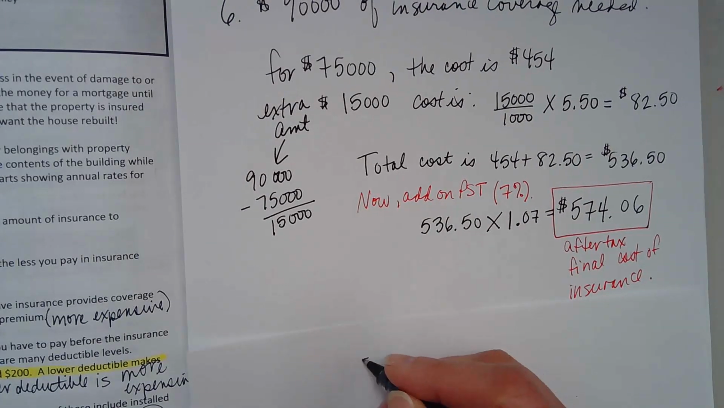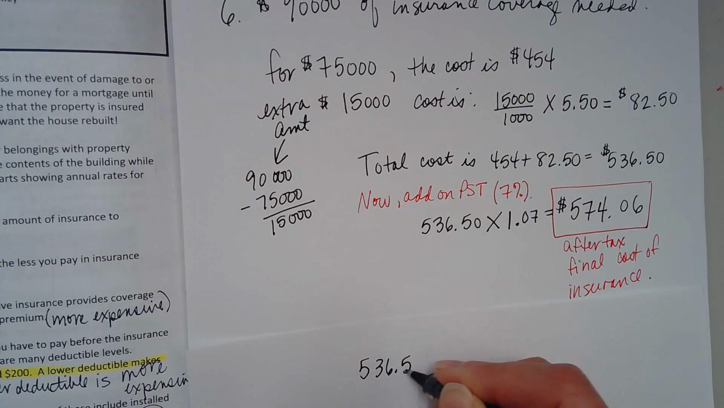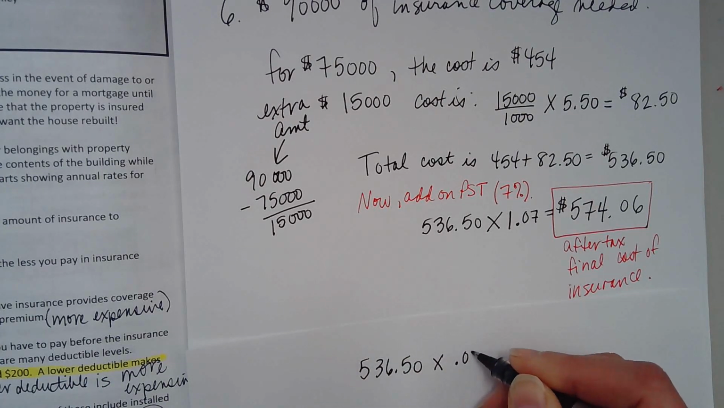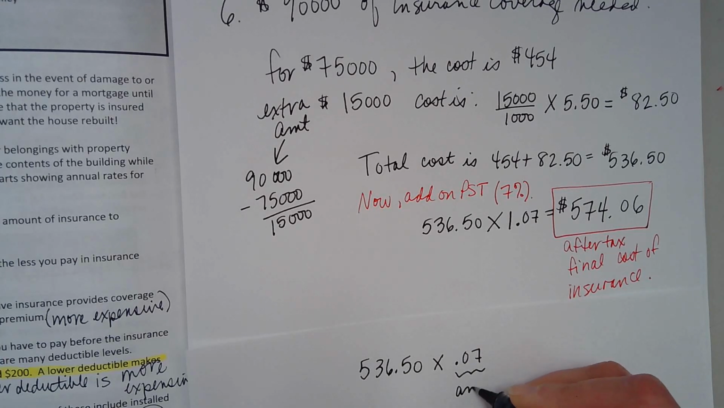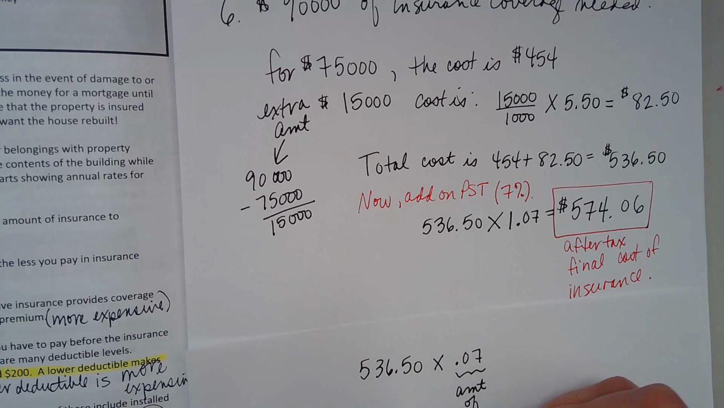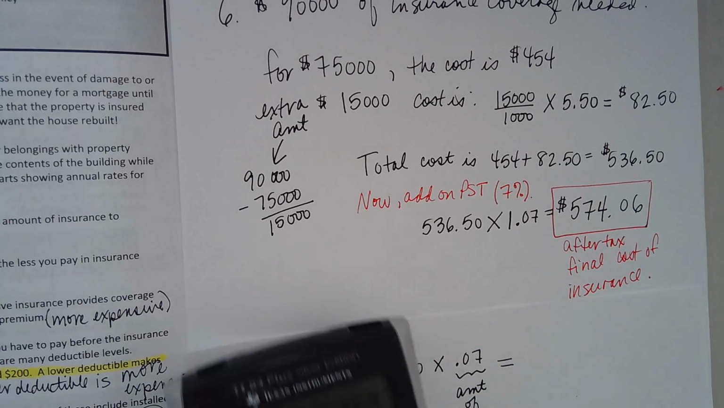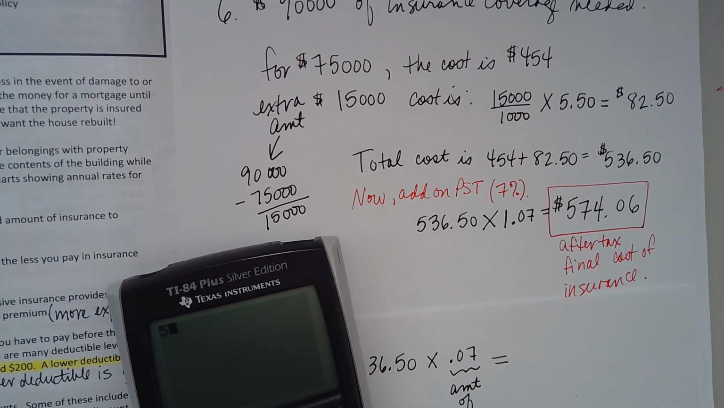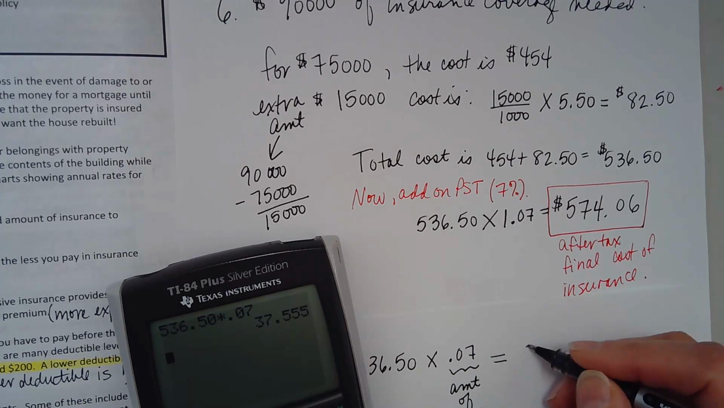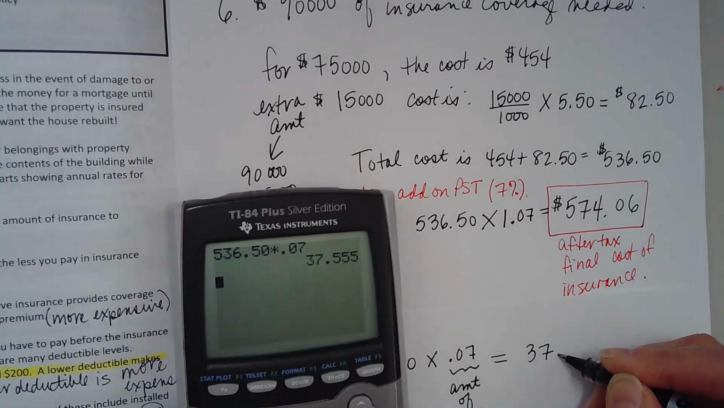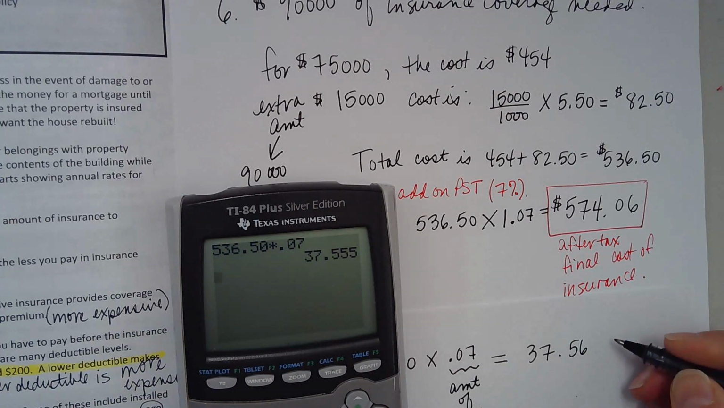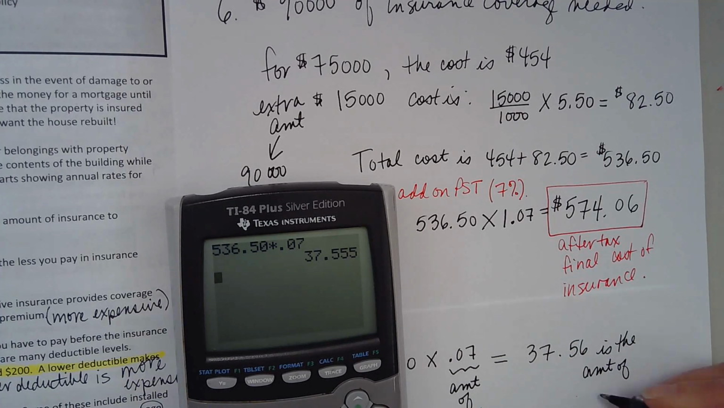Well, let's say I start with 536.50, okay? And let's say you're just going to multiply it by 0.07, agreed? Because this is the amount of the tax. Agreed? Because 7% is 0.07, right? You're okay with that? Okay, so what does that equal? 536.50 times 0.07. What would that be? $37.56? Yeah? Is the amount of the PST tax.